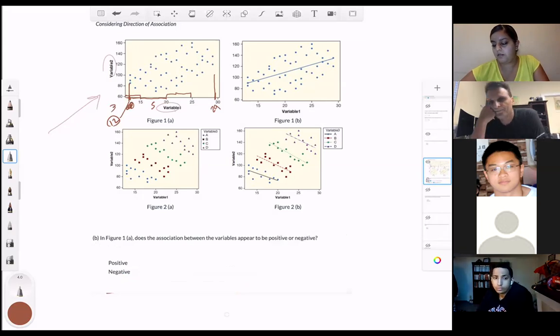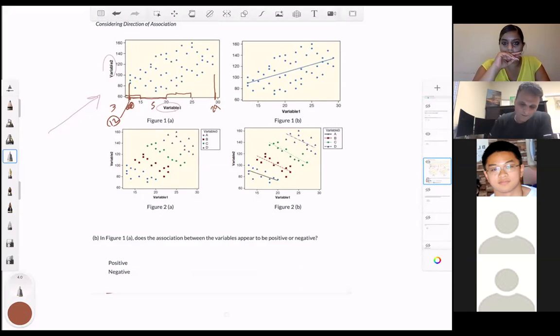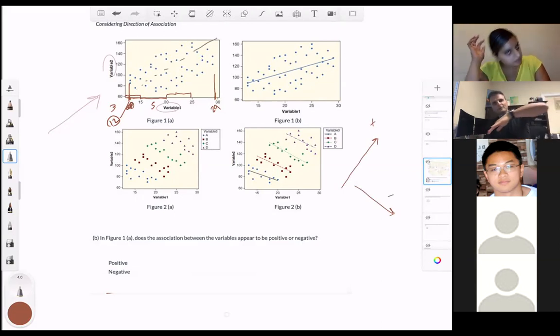What about B? Does the association between the variables appear to be positive or negative? We're talking about the same figure. Positive. Yes. We learned it's the same as the slope of the line: if it goes this way, it is positive; if the other way, negative. Here it looks like it's going this way, not that way, so it's positive. They didn't say what R is, so positive is correct.